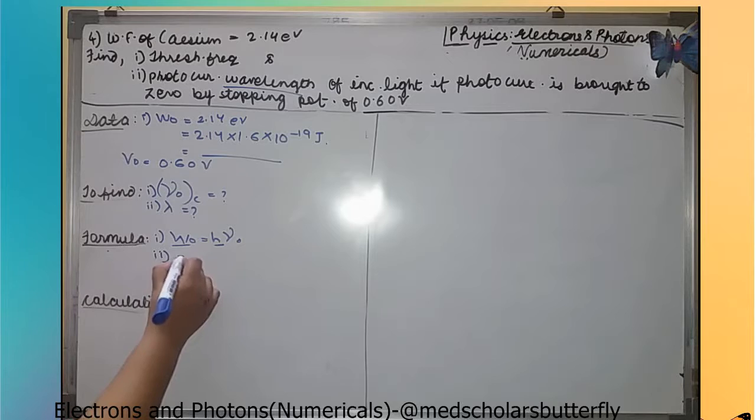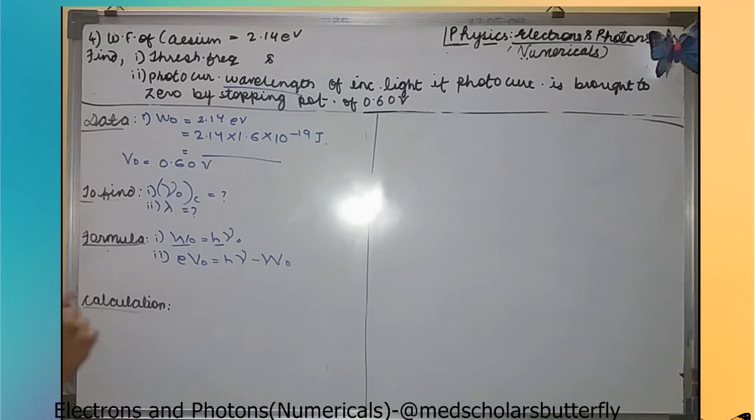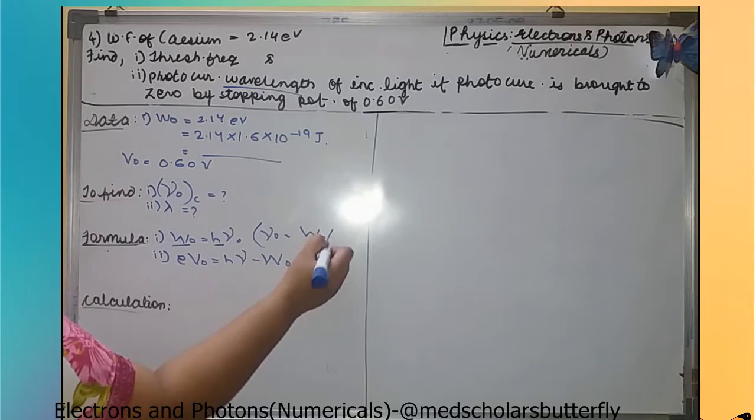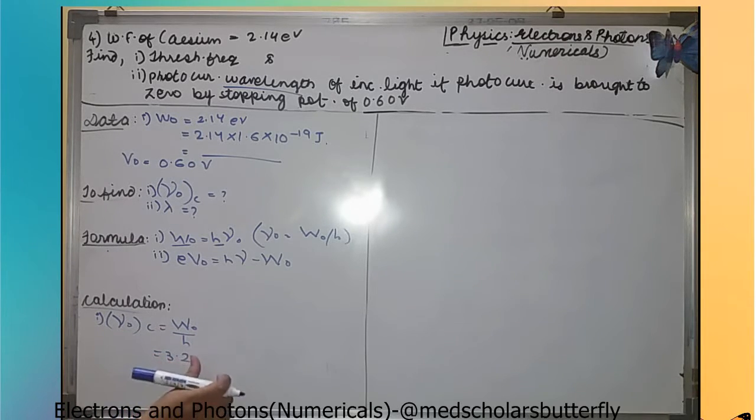We have this value, and with this we can find out nu 0. Second is eV0 equals h nu minus W0. First, by the formula, let us arrange nu 0 equals W0 upon h. This becomes the formula we have to find first. So nu 0 of cesium will be W0 by h, which is nothing but whatever value we get here, upon this common constant. We will get a value here in hertz.